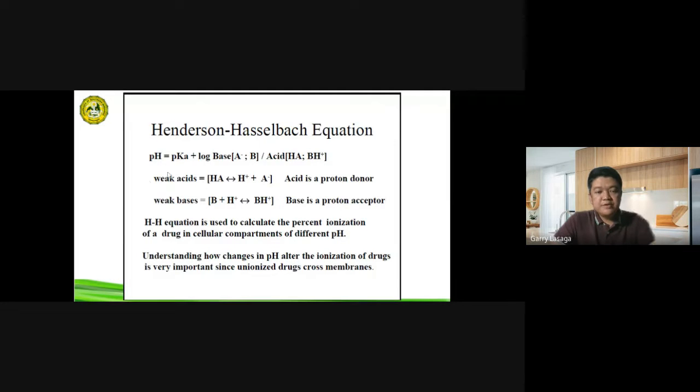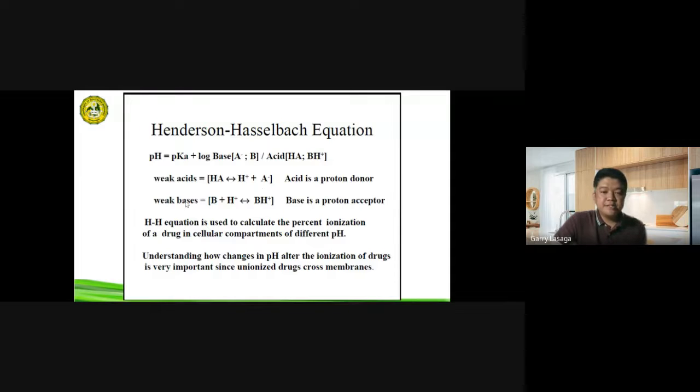So basically, for weak acids, they serve as a proton donor. So they have the ability to donate a hydrogen ion or a proton in a solution. So it dissociates into hydrogen and the conjugate base, A minus. So A minus is the protonated form or the ionized form of the acid.